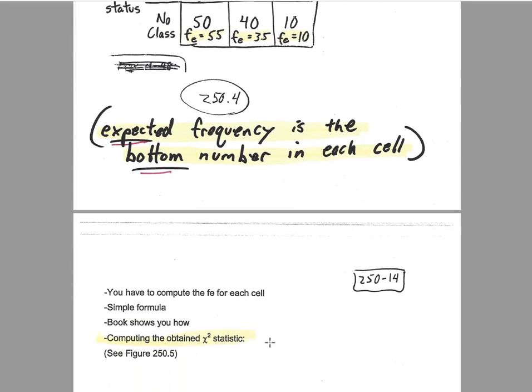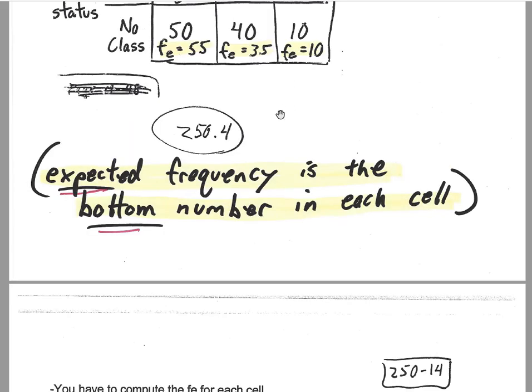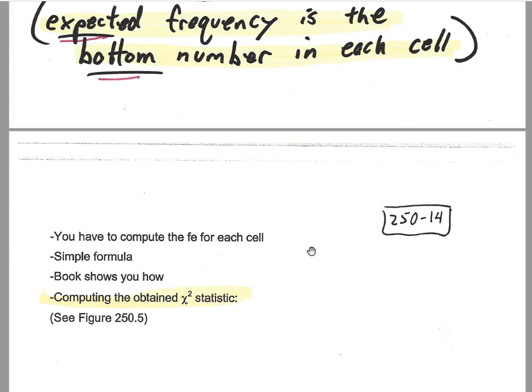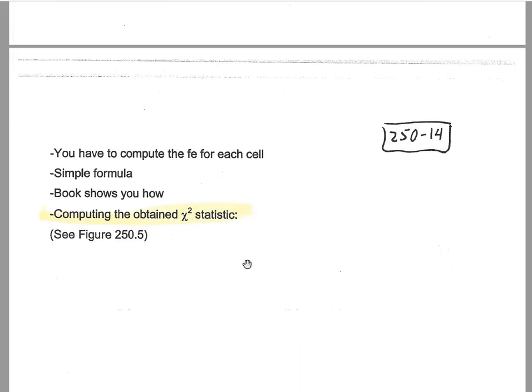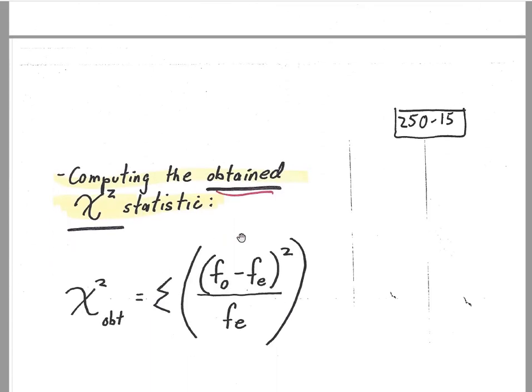What do we have on page 250-14? You have to compute, we can make this bigger now. You have to compute expected frequency for each cell. There's a simple formula that shows you how to do it. Here it says the book shows you how. This harkens back to a time when I was using a standard textbook in my class, which I'm not doing anymore. You folks in my class don't need to worry about computing expected frequencies. It's something you can easily request with SPSS or other statistical applications. What I care about is not the mechanics of computing things, but what those things mean.